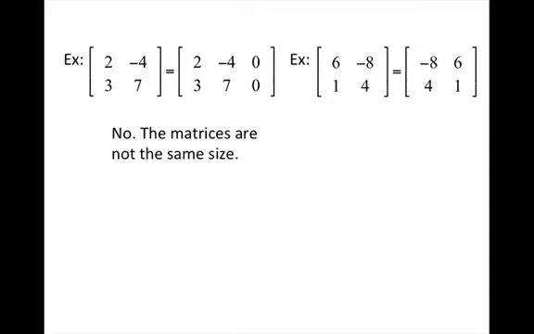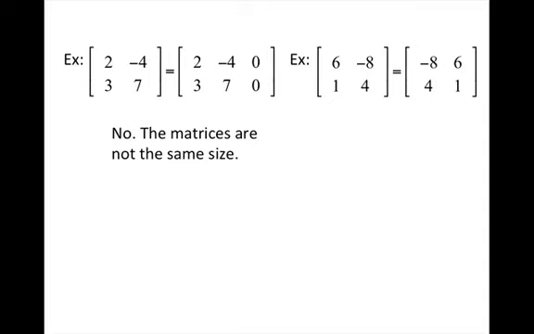Let's look at the next example. Are these matrices equal? The first thing to check for is to see if they are the same size. And both of these matrices are a 2 by 2. They each have 2 rows and 2 columns. So they are the same size.